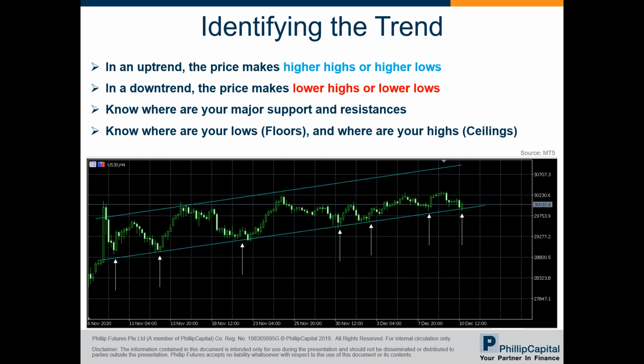So in a downtrend, it will be the other way. The price makes lower highs or lower lows. If you can just picture that, during my demo, I actually show you some of the downtrends. If you start to see the highs are getting even lower or the lows are getting even lower, then it's a clear sign that it's in a downtrend. So know where your major support and resistances are, or what I like to call the lows, which I call floors, and the highs, which are the ceilings.